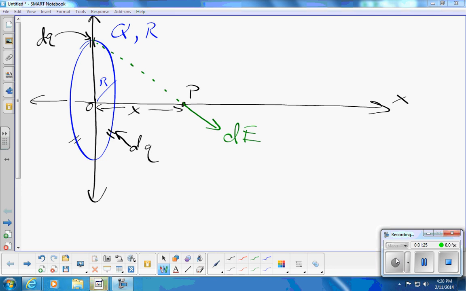But before I do that, I don't want to add up a whole bunch of vectors as we discussed in class, because that's a pain in the butt. And so I'm, first of all, going to recognize that I only care about the x component of this vector. So let's draw that in.